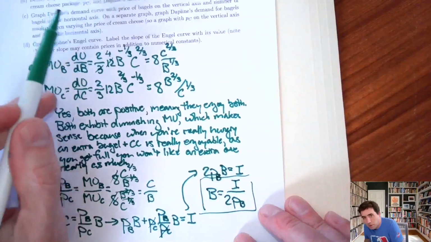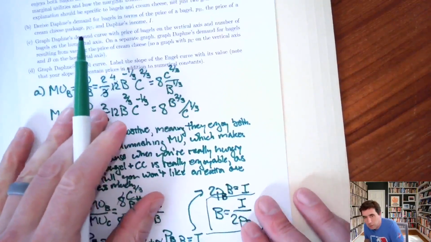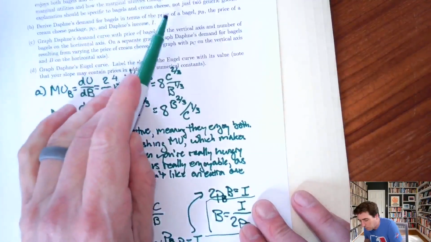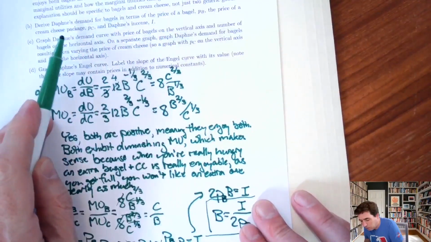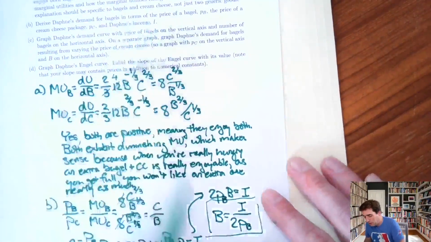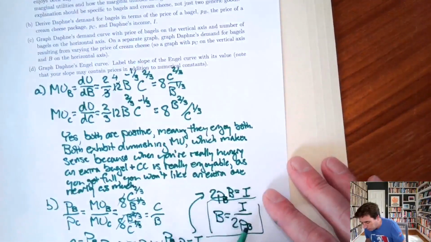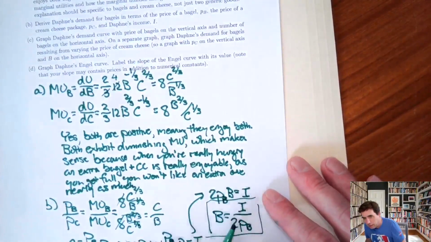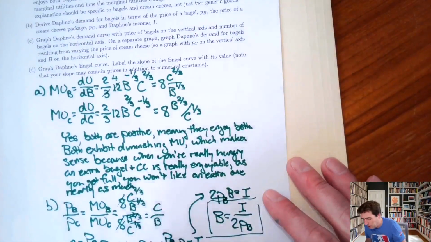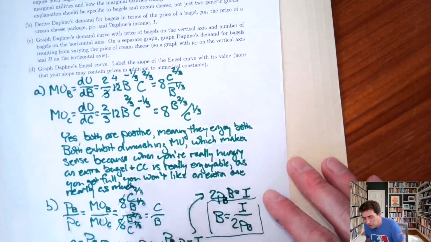So let's go back up to the statement of the question, make certain we got what we needed. It said Daphne's demand for bagels in terms of the price of a bagel, the price of a cream cheese package, and income. So PB, PC, and I. Looking down here, I've got I, I've got PB, I've got a 2 in there, I've got nothing else. So we're good. If I had PC in there, that would also be fine. What I don't want to see is a C still floating around in there. So that is my final expression. Part B is done.